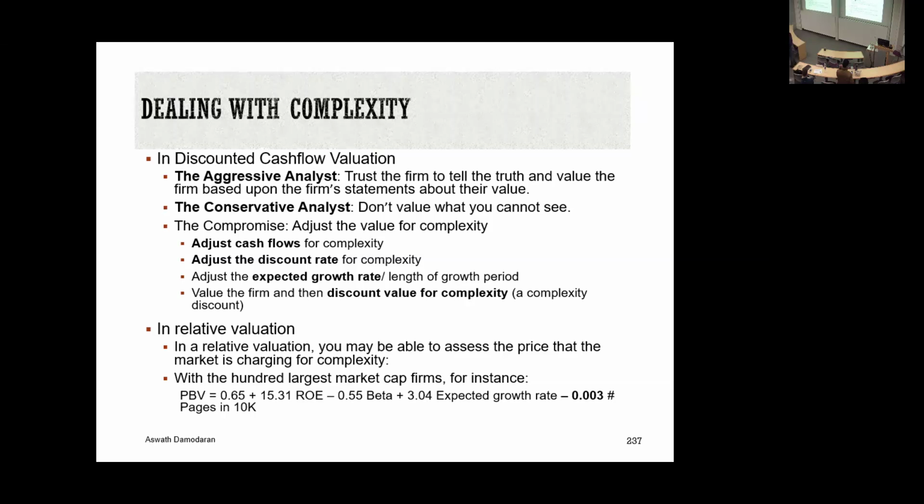The final piece of this monthly pursuit of complexity, I decided to run a regression. I took the 100 largest market cap companies in the US, ran a regression against return on equity, beta, and growth rate, which are conventional variables. We'll talk about why they show up when you look at price to book later in the class. But I threw in the number of pages in the 10K into the regression. To help me out here, what's this minus 0.003 telling me about price to book? Diksha?